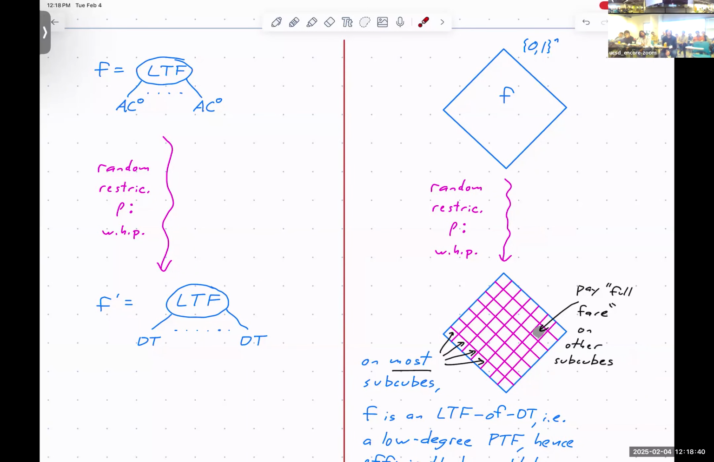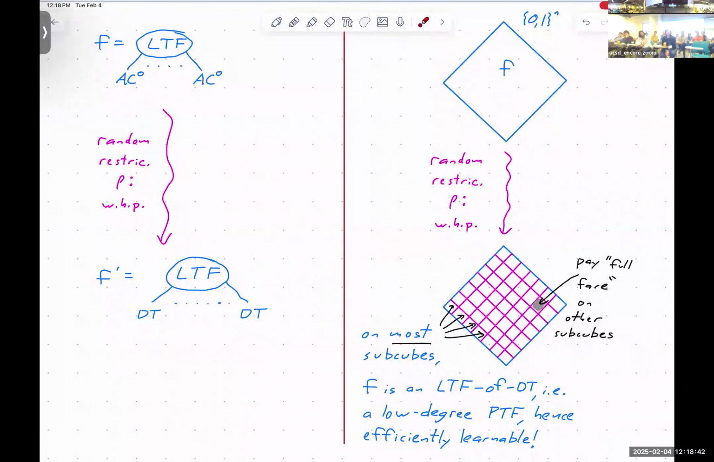So what does the switching lemma tell you now? It tells you that on most of these subcubes, you collapse. The function becomes an LTF of decision trees, i.e. a low degree PTF, which is very efficiently learnable. Remember, standards are really low. We just want to learn over a given domain in time significantly faster than the number of points in the domain. And in a setting where you actually get this collapse, you're definitely doing that. You're getting a big savings over brute force by learning these low degree PTFs. That's only time n to the d, much better than a brute force thing.